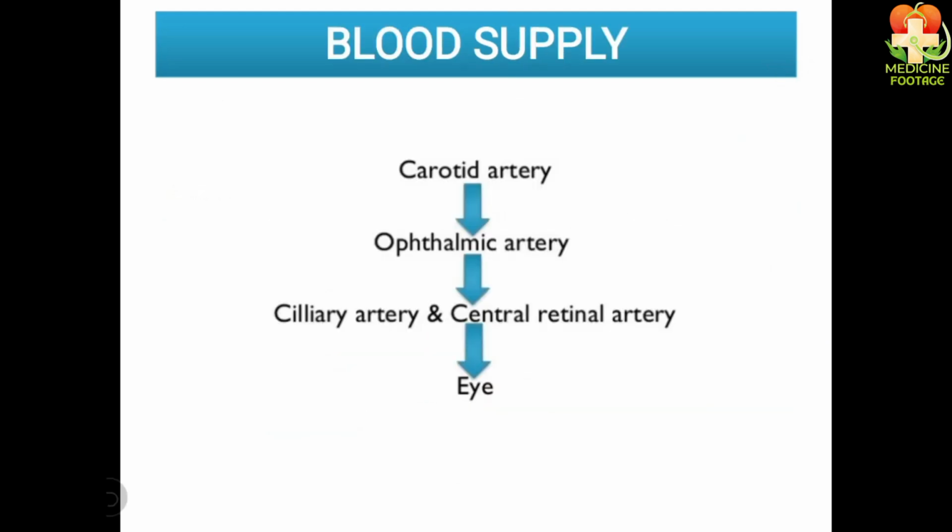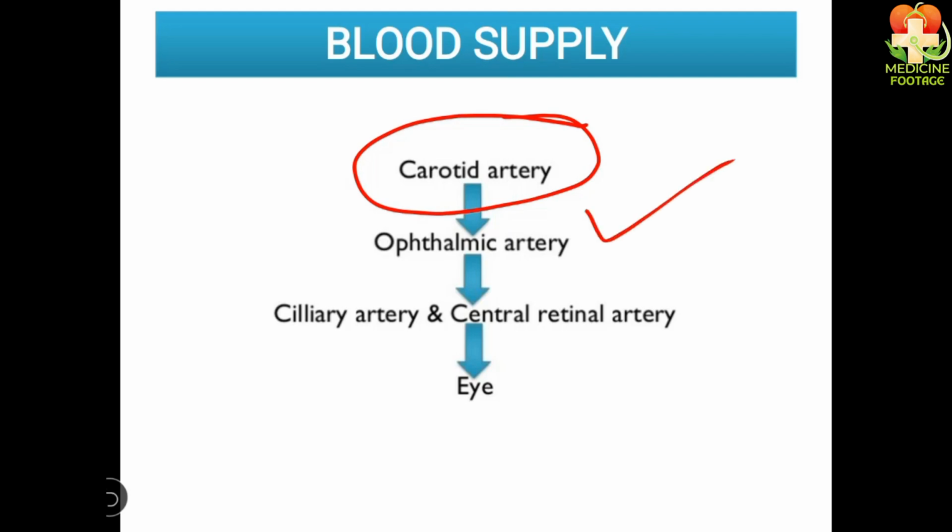Now, let's come to the blood supply of the eyes, where the blood supply to the eyes comes from. The artery that supplies blood to the eyes branches from the carotid artery. The branch that comes from the carotid artery is called the ophthalmic artery. Its branches are the ciliary artery and the central retinal artery. These supply blood to the eyes.